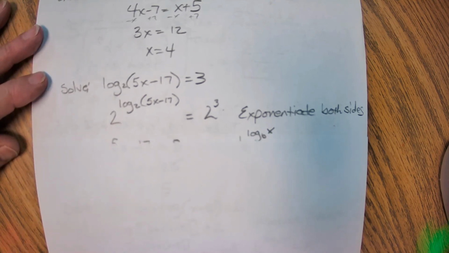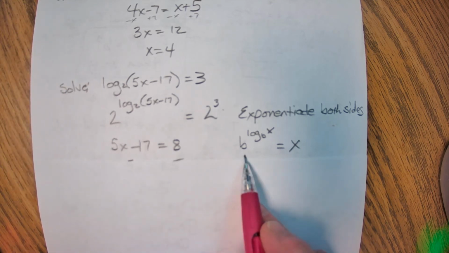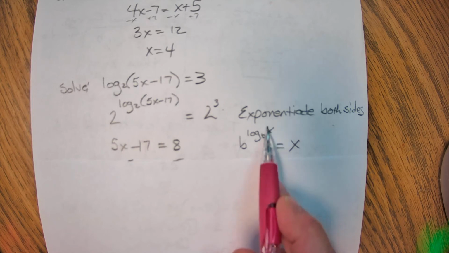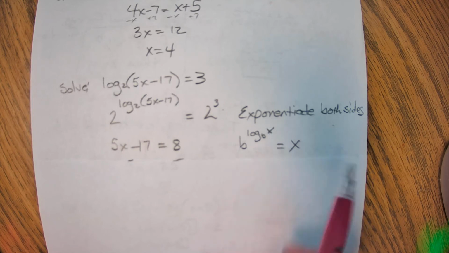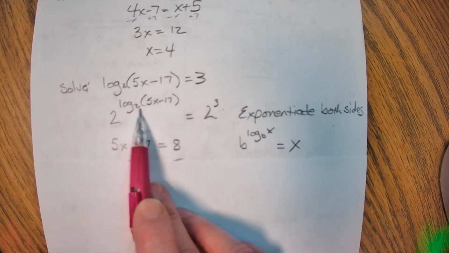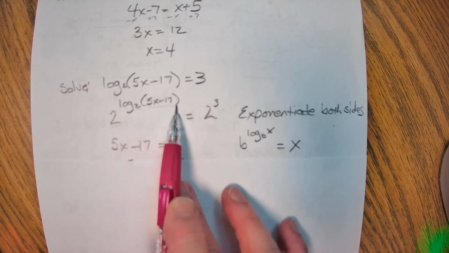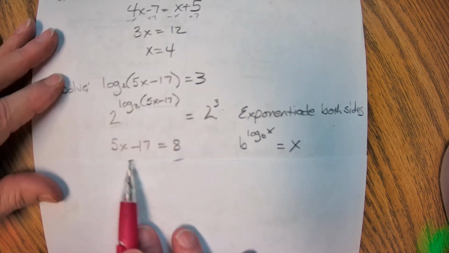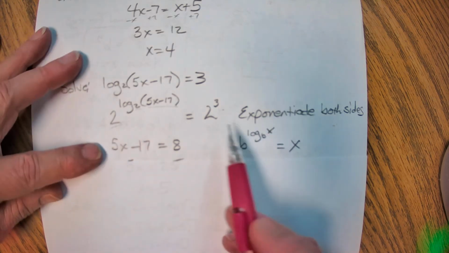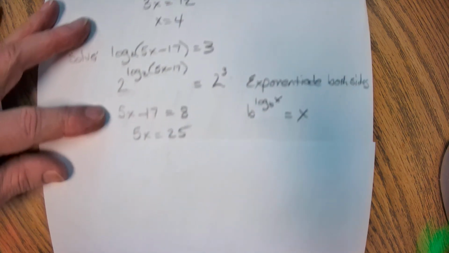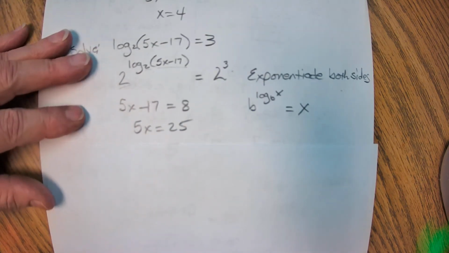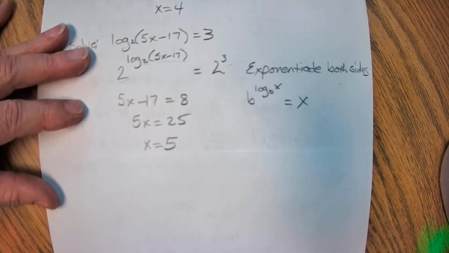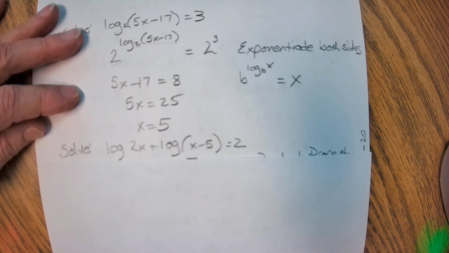Okay, so remember this rule, that when this and this are the same, it simplifies to whatever's right there. So 5x minus 17 equals 2 to the third, which is 8. I'm just going to add 17 to both sides and then divide by 5. Easy peasy, huh?